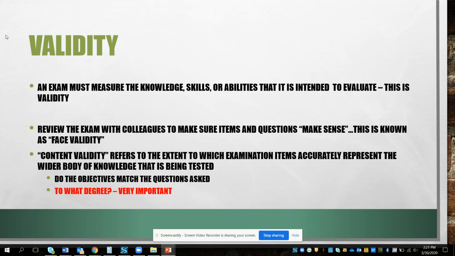So reviewing the exam with your colleagues to make sure that items and questions make sense is known as face validity. Okay, and usually when I'm creating a test, even if it's out of the test bank, I will still read through every single question, every single answer choice to make sure that it makes sense and that it's not too confusing. Now, are there some instances where there is more than one potentially correct answer? Yes, and we're going to get into that in just a second. But we need to make sure that the student should be able to decipher the answer based off of what we know we have taught them.